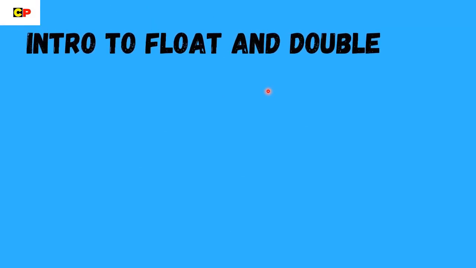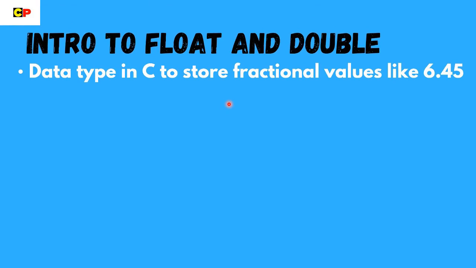Coming on to the first topic, which is intro to float and double. What are these? As we already know, float and double are types of data, or we can say float and double is a data type in C, which is used to store fractional values like 6.45. These data types are used to store fractional values like 0.0, 6.45 and 5.0 and so on.